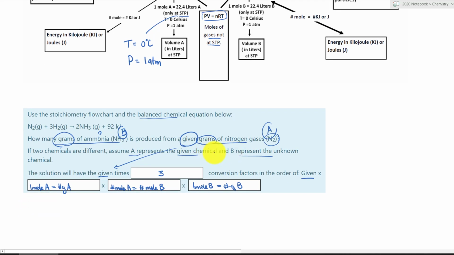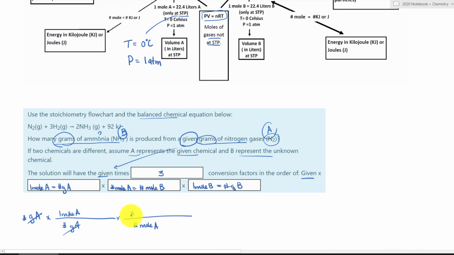What's our given? Our given is grams of A, right? So we have the number of grams of A times. If we look at the conversion factor here, which one goes on the bottom? Of course, the number of grams of A on the bottom. If grams of A is on the bottom, this has to be on top. So 1 mole of A. See how grams of A cancel out? Now we move on to the next conversion factor. Okay, if this is mole A, which one is going to be on the bottom? Of course, the number of moles of A is going to be on the bottom.